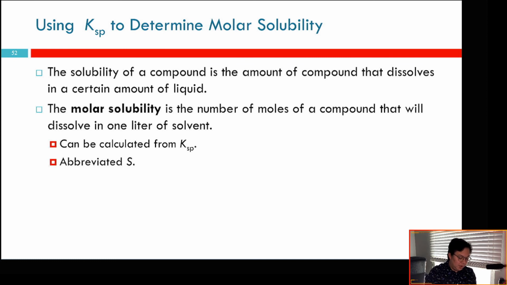So the solubility of a compound is the amount of compound that dissolves in a certain amount of liquid. We call this the molar solubility. The molar solubility is the number of moles of compound that would dissolve in 1 liter of solvent. We can calculate this molar solubility from KSP, and we abbreviate molar solubility as S.